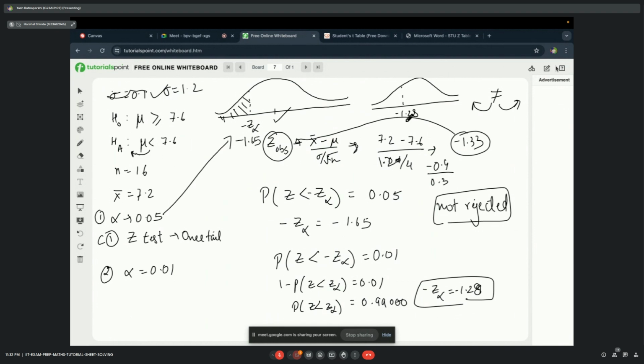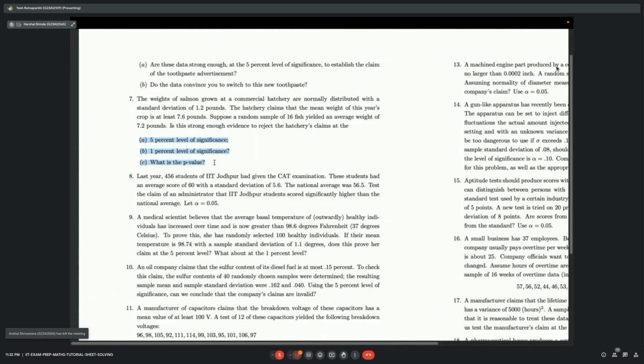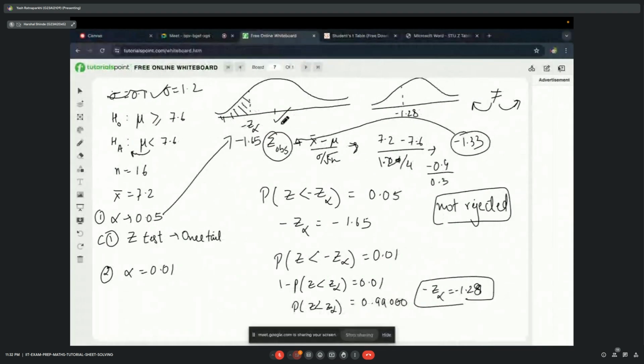Ma'am, in the question it is given. Question 1 and question 2. Okay, 5%, 1%. Yeah, for the A part, this is the graph. For the B part, this is the graph. Got it? Got it?